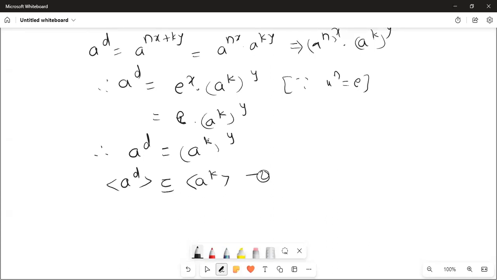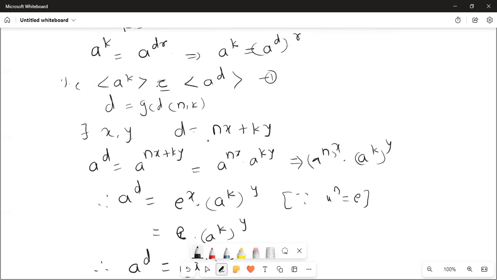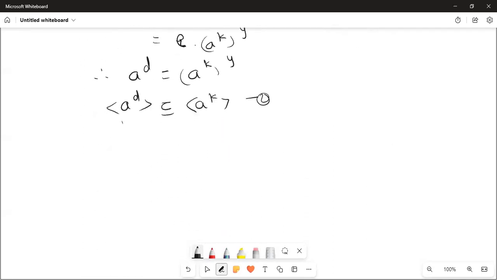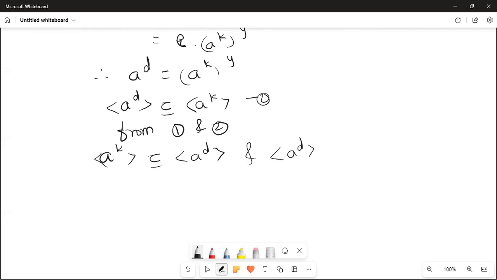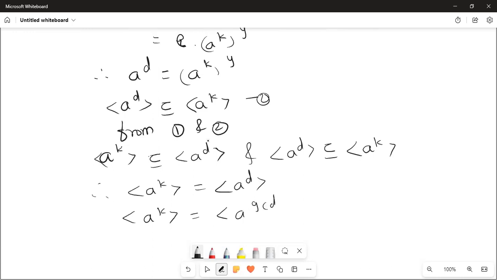So this is the second part, and here this is the first. So from first and second, the subgroup of a raised to k is a subset of the subgroup of a raised to d, and the subgroup of a raised to d is a subset of the subgroup of a raised to k. That means the subgroup of a raised to k equals the subgroup of a raised to d. And d is our GCD of n and k. So this is our first part proof.